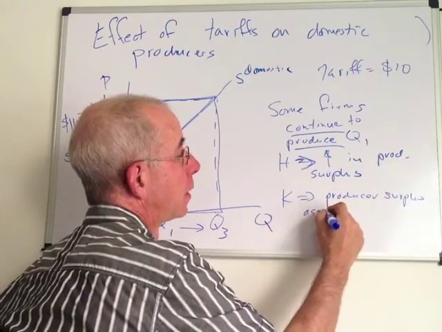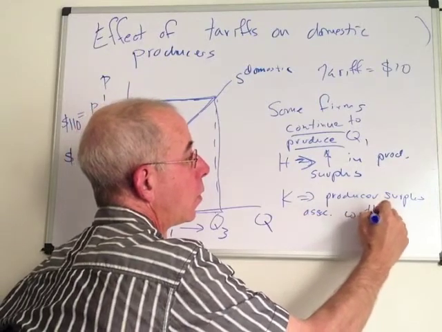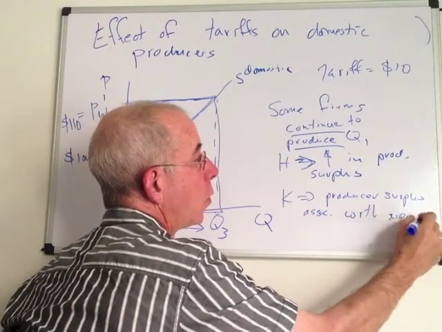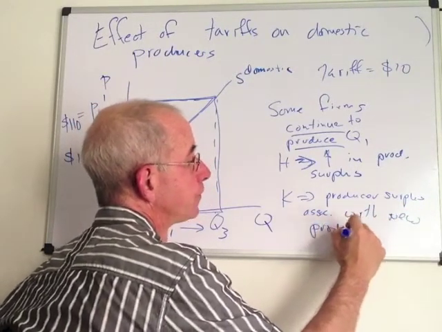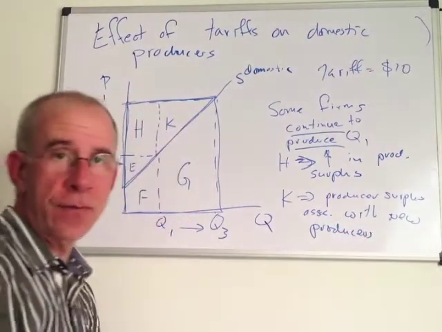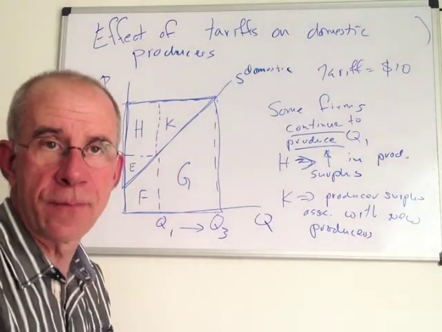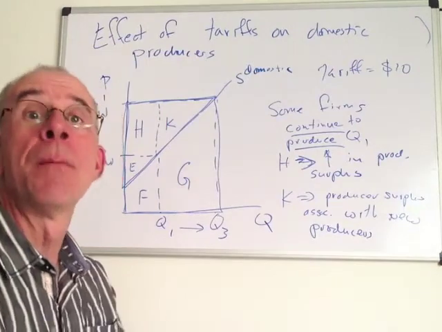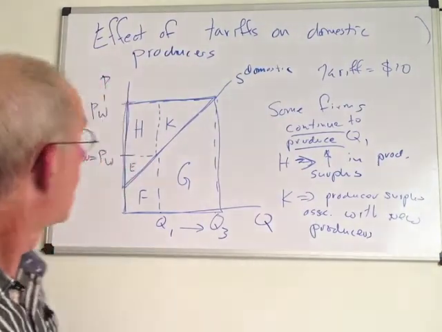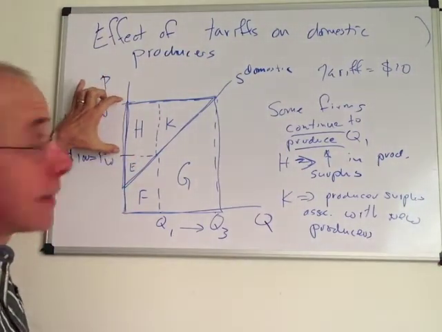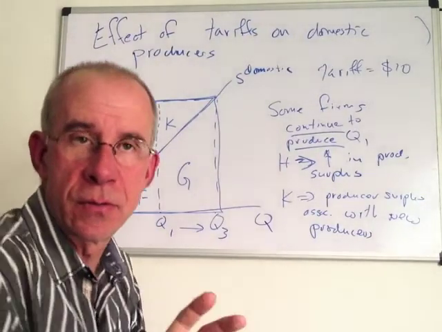associated with new producers. These are firms that couldn't afford to produce before, but who now get into the market. So that's the breakdown of these two components to producer surplus.